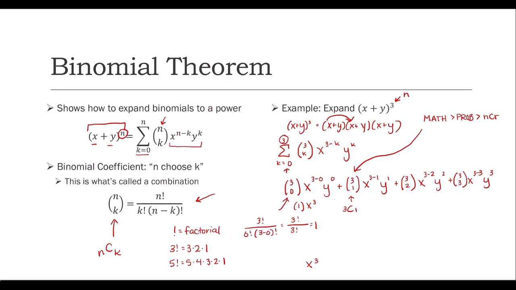So you have x cubed plus 3 times x, 3 minus 1 is 2, y, plus 3 choose 2. When you put that in your calculator, you'll get 3 times x to the 3 minus 2 is x to the first, y squared. And then plus 3 choose 3 is going to be 1 times x to the 3 minus 3 is 0, so that just goes away, and then y cubed. So when we have it expanded, it turns out to be this.